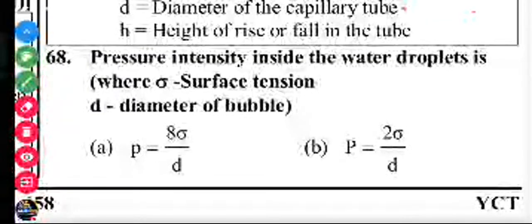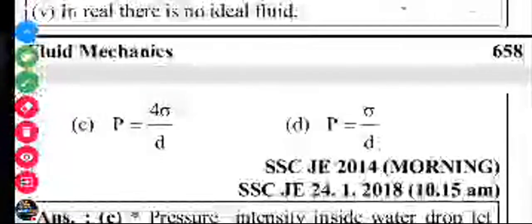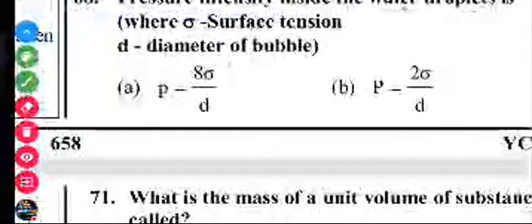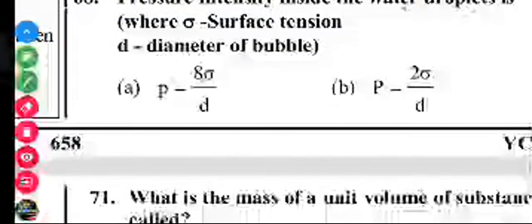Pressure inside the water droplets, where sigma is the surface tension and d is the diameter of the droplet, is P equal to 4 sigma by d. C is the answer. 4 sigma by d, and 8 sigma by d for the soap bubble and 2 sigma by d for the water jet.